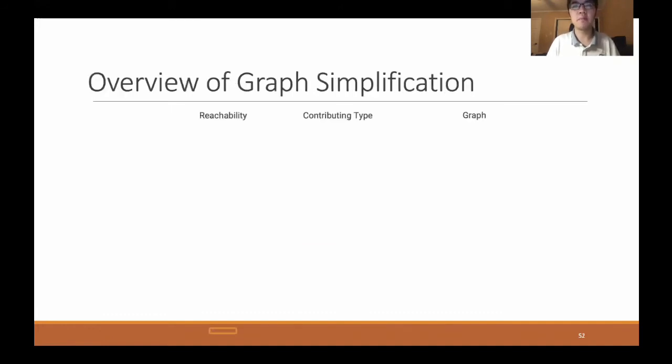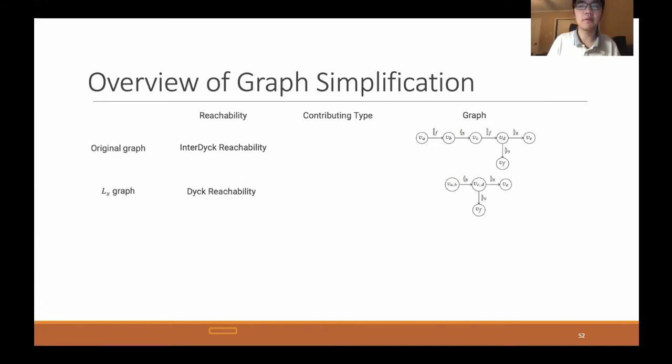We have described the major steps for graph simplification, and let me summarize the graph simplification algorithm. Given the original input graph, for each Dyck language Lx in the InterDyck, create an Lx graph. Any InterDyck reachable pairs in the original graph are also Dyck reachable pairs in the Lx graph, if they still exist. Then we make the Lx graph bidirected.